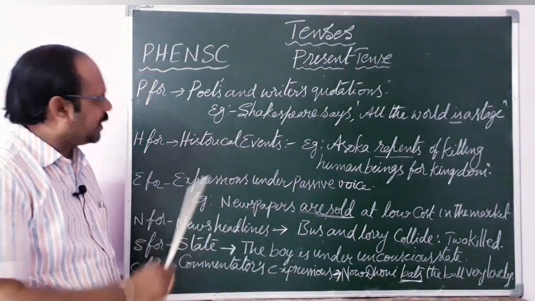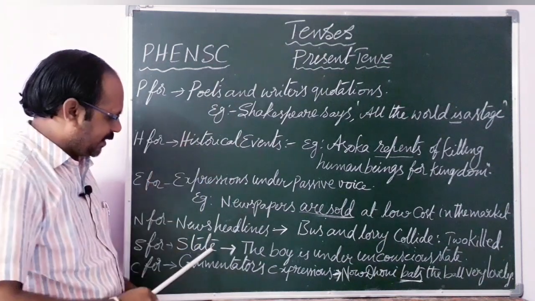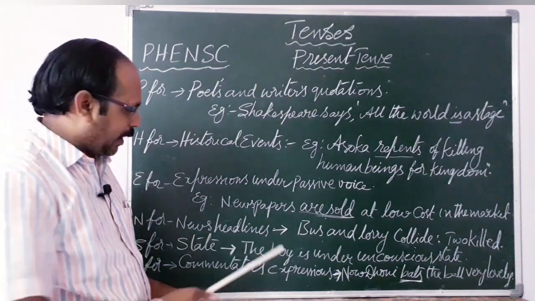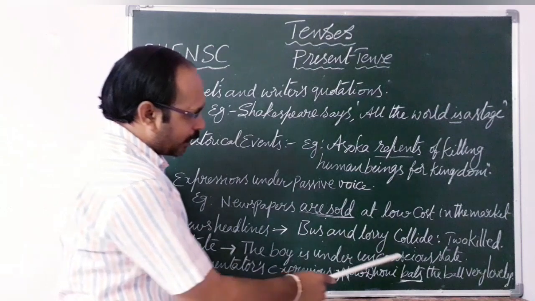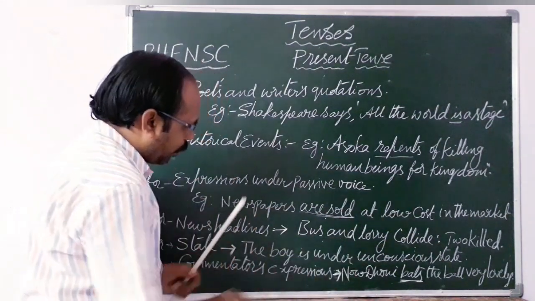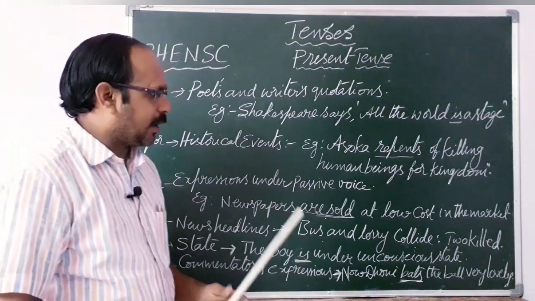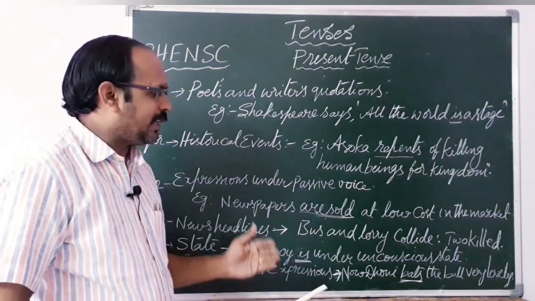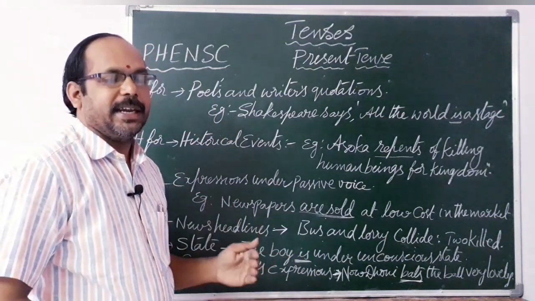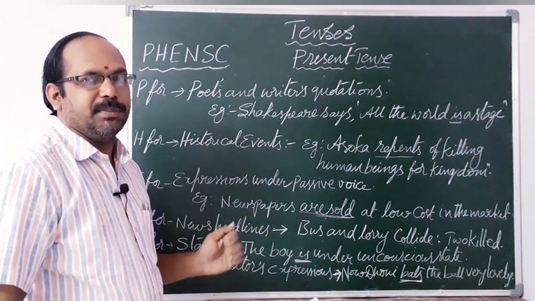And next one is S for state. State means position. The boy is under unconscious state. The boy is, simple present tense. In which state he is? Under unconscious state. In that situation we can use simple present tense.